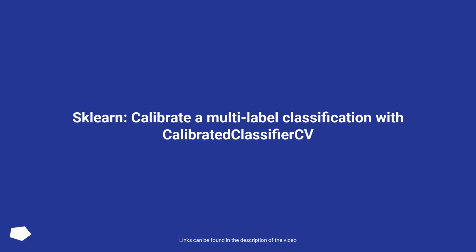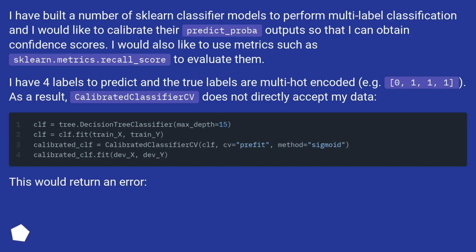Sklearn, calibrate a multi-label classification with CalibratedClassifierCV. I have built a number of Sklearn classifier models to perform multi-label classification, and I would like to calibrate their predict_proba output so that I can obtain confidence scores.